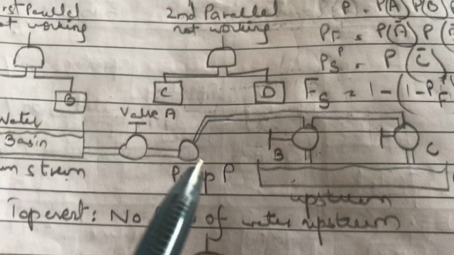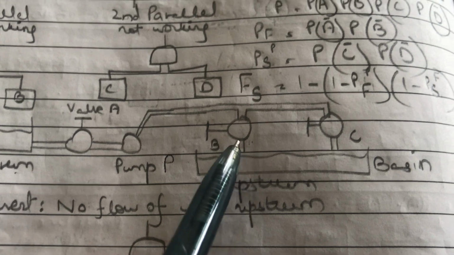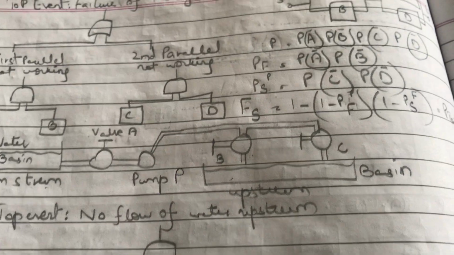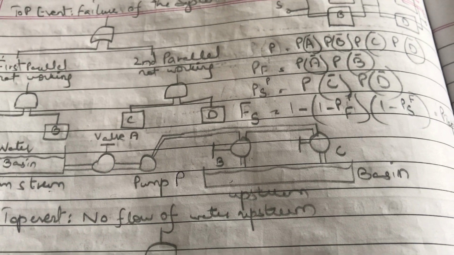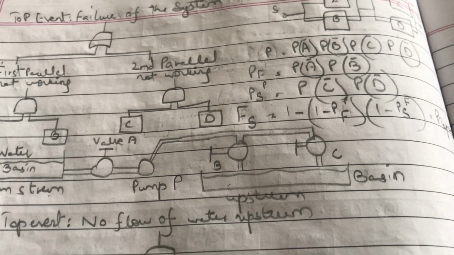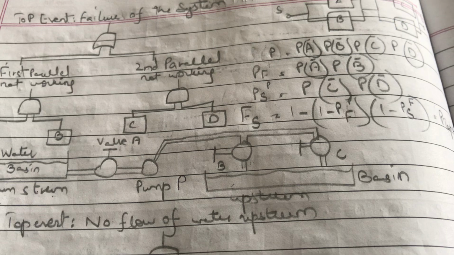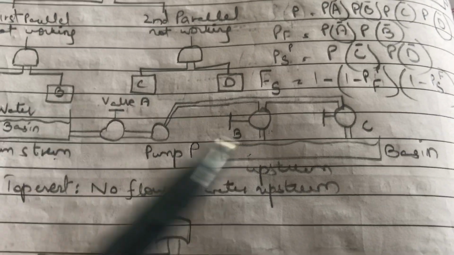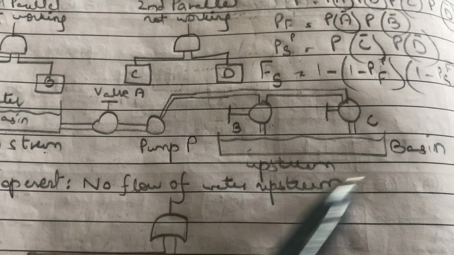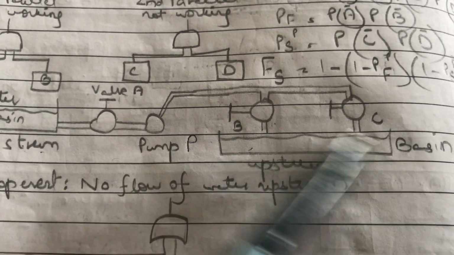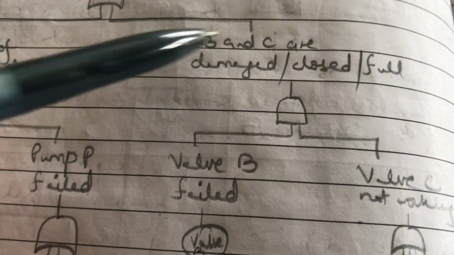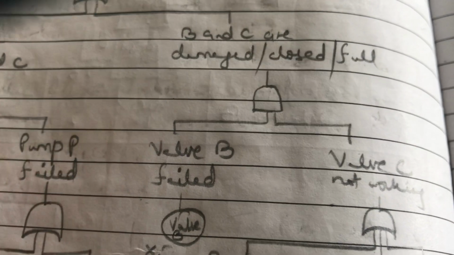And now we talk about what we have. We say that B and C are damaged. Either there is an error in both of them. So we say either they are damaged, they can be closed or they can be full. So that's why they are not flowing any water upstream into the basin. So what is the possibility of getting damaged, closed or full?